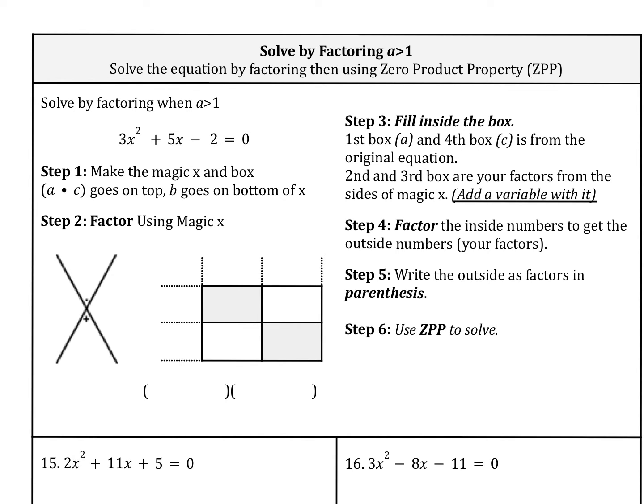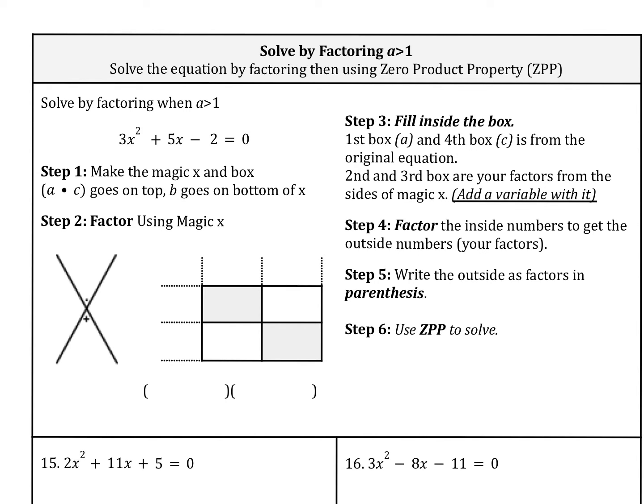9.1 to 9.3. In this section, we are going to discuss solve by factoring when a is greater than 1. When the number in front of the x squared is greater than 1, then we are going to use the cross and box method to solve the quadratic equation. So first we are going to use the cross method and then the box, and then we find the factors. And then we are going to use the zero product property to solve for x.